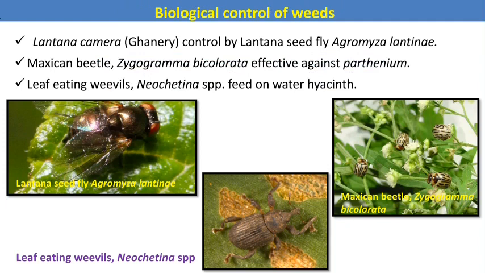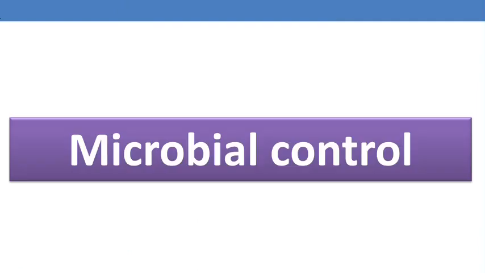Then biological control of weeds: mostly for the control of Lantana camara, we can use the Lantana seed fly. For Parthenium or Congress grass, we can use the Mexican beetle, that is Zygogramma bicolorata. And the leaf-eating weevil, Neochetina species, is mostly used against the water hyacinth. Then next is the microbial control.